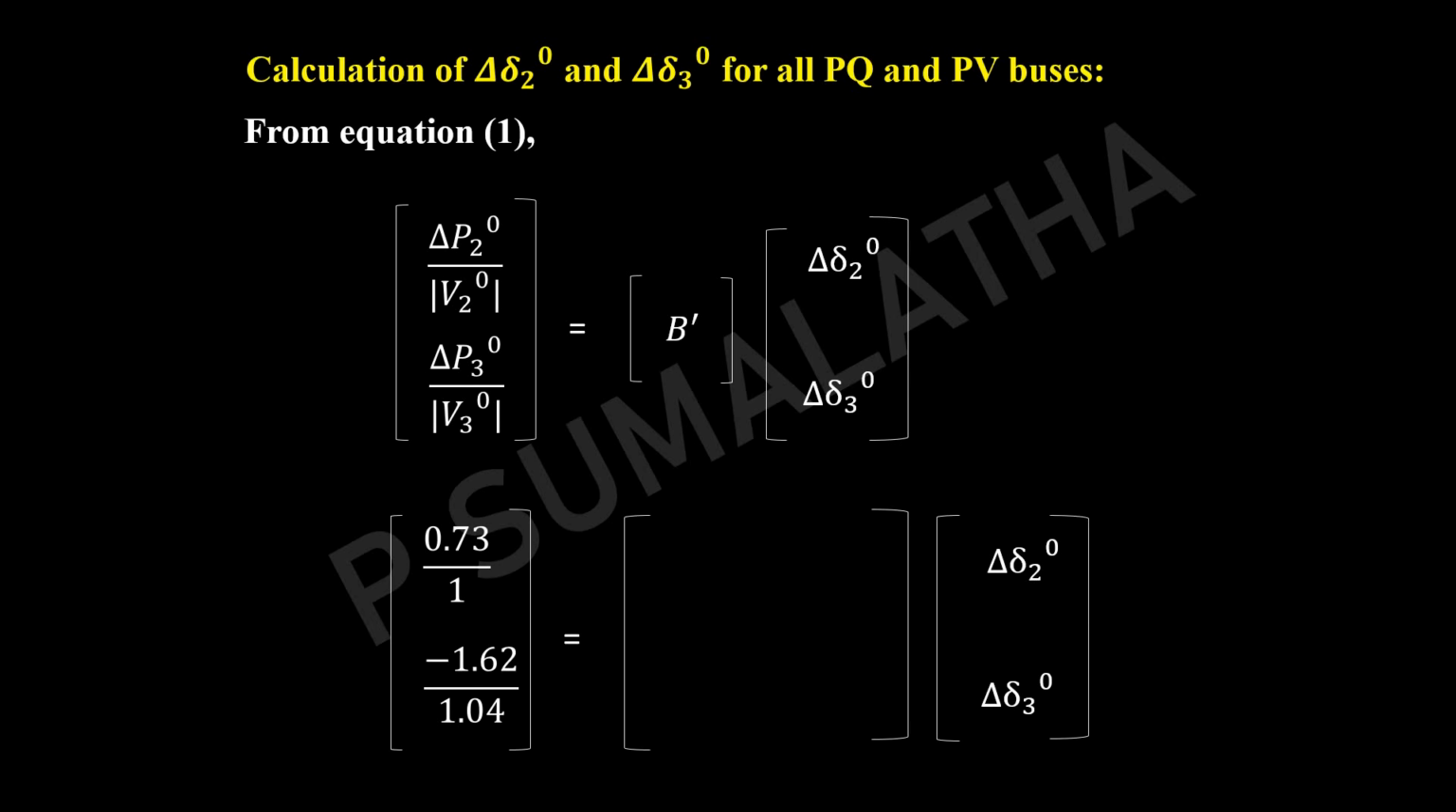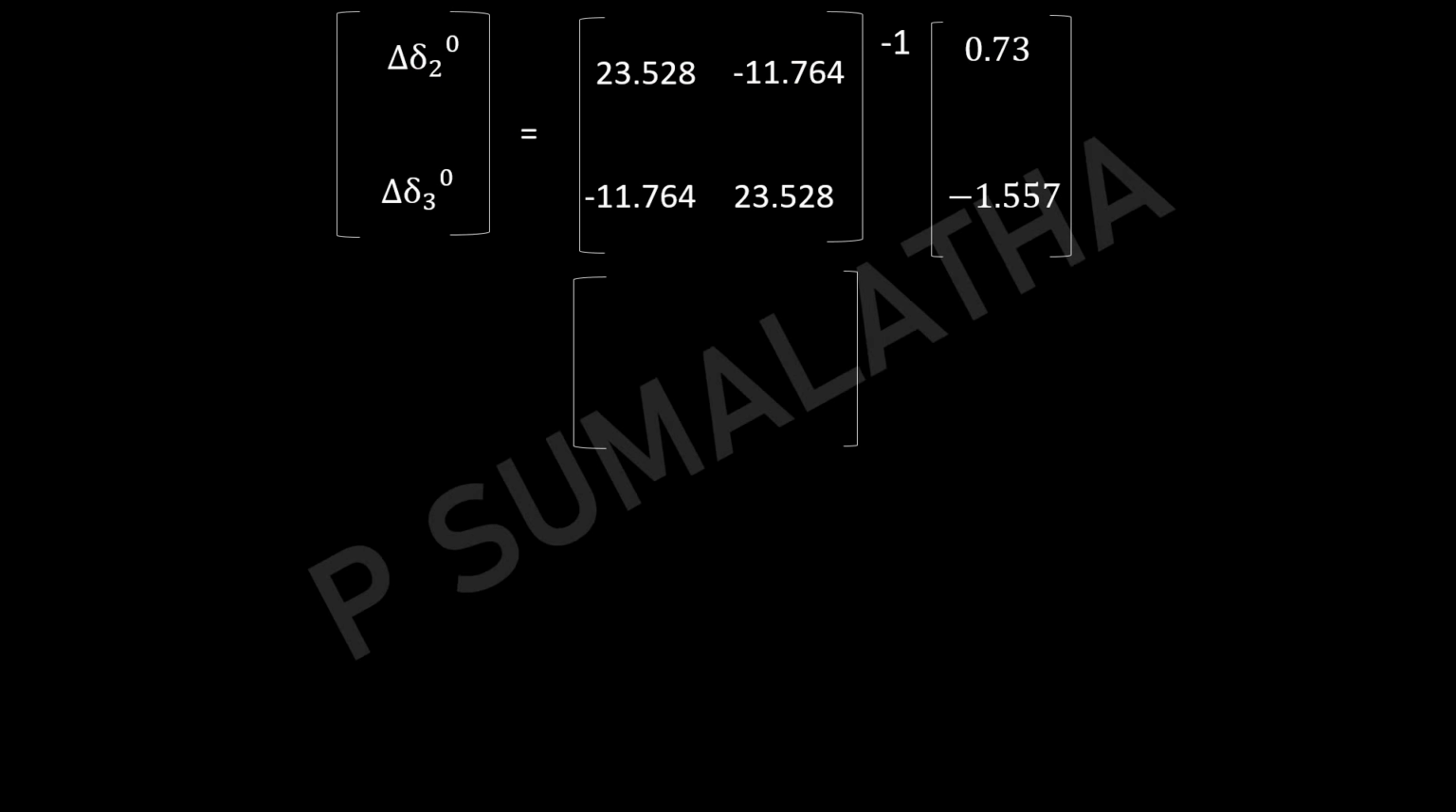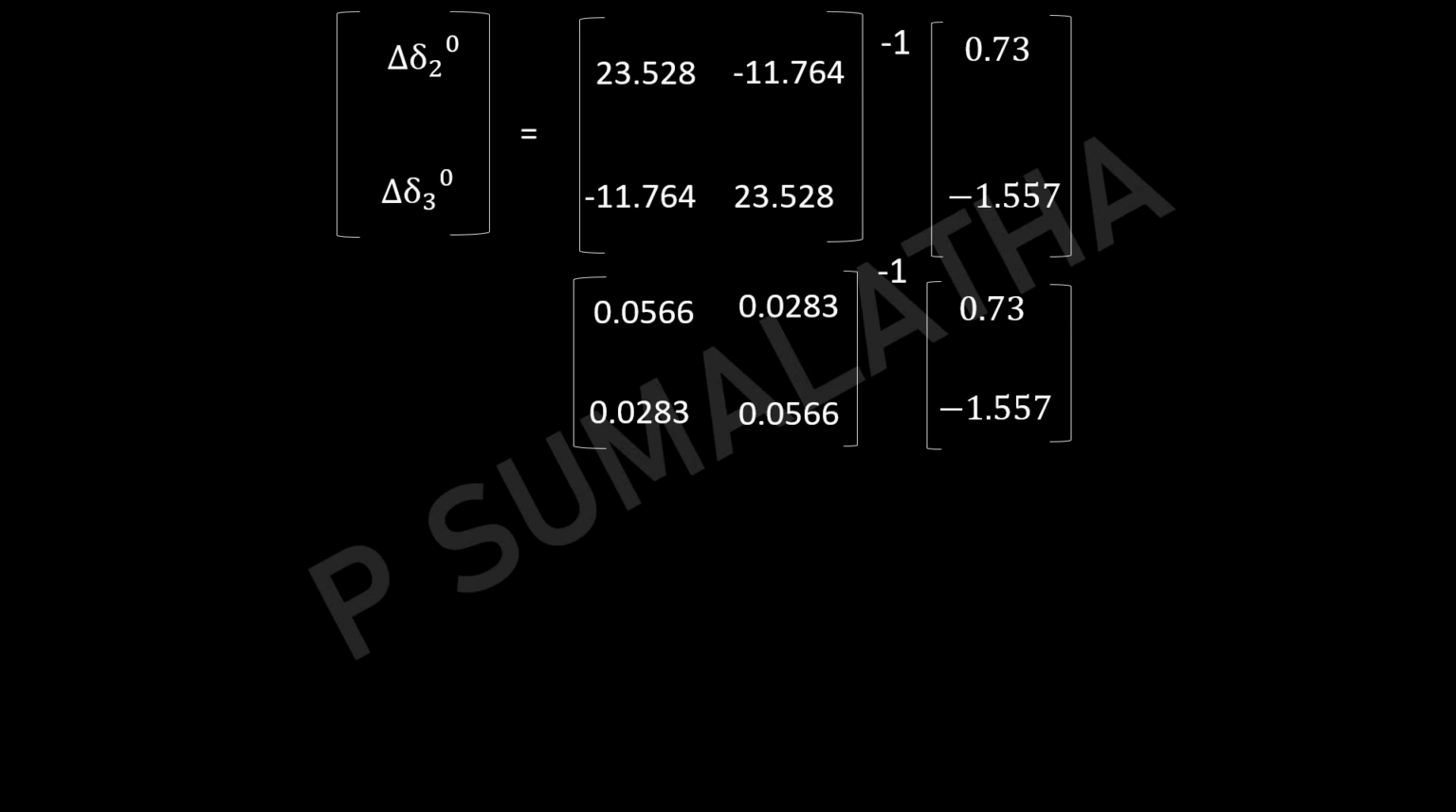Now let us write whatever we have calculated, the B prime matrix. Let us write here. These are the unknowns, remaining all values are the known values. By sending this matrix across, it will become B prime matrix inverse. Multiply with this matrix, then find out the values of delta del 2 and delta del 3. If you simplify the B prime inverse matrix, you will get these values, which is multiplied by 0.73 minus 1.557. Okay, so these are after finding the inverse.